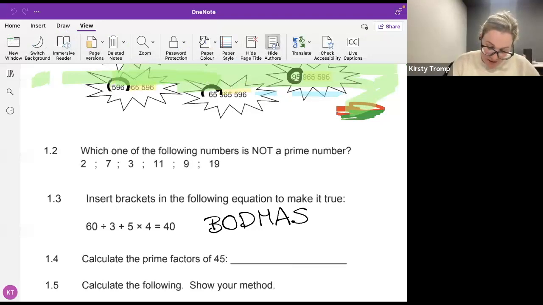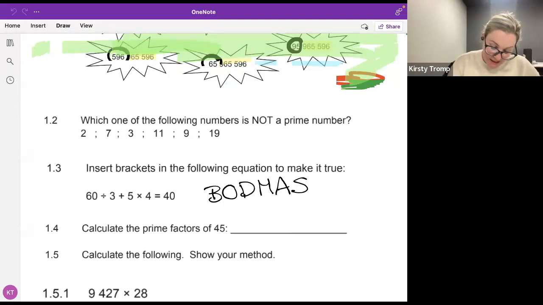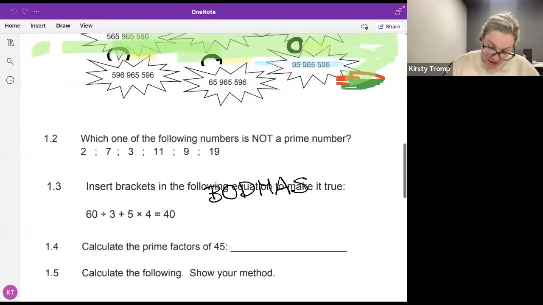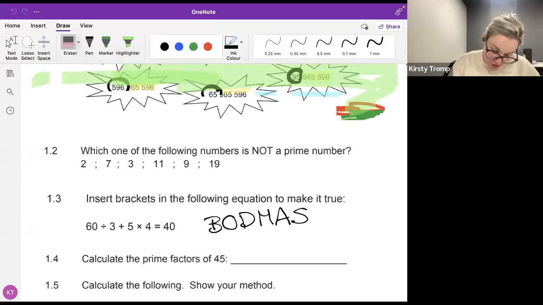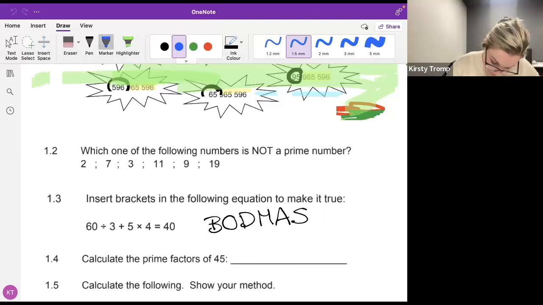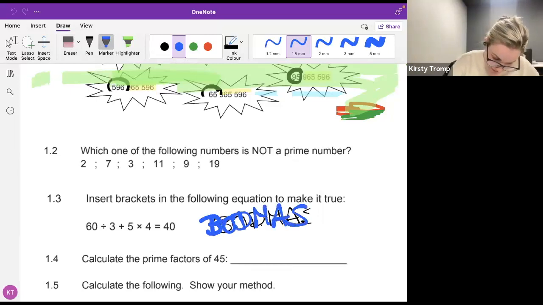All right, so you need to insert brackets into the equation to make it true. Some people are saying that equation is false. Yes, at the moment it is false. I agree with you. But we're wanting you to insert a bracket into it so that it becomes true, guys. Insert brackets into the equation so that it then becomes true. And remember, we're doing BODMAS.